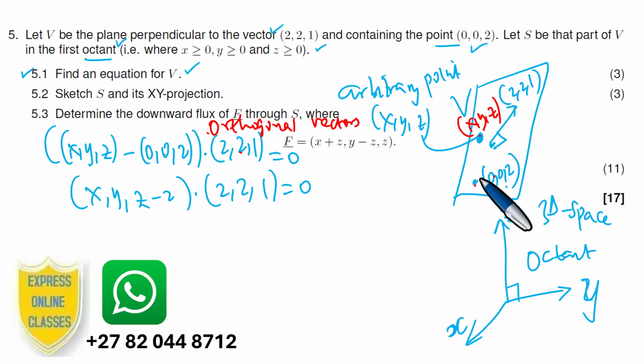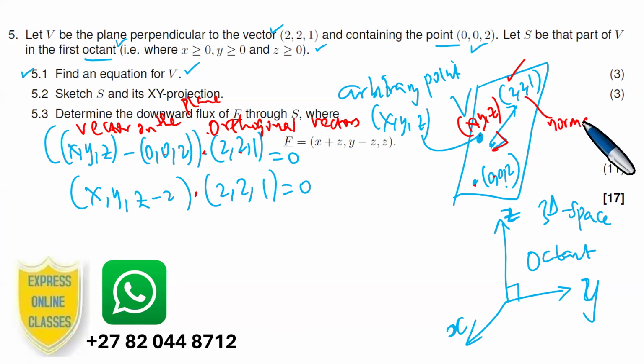Both of these points are on the plane, so if you subtract them, you get a vector on the plane. If you dot that vector with 2, 2, 1, the result is 0. Why is the dot product 0? Because the plane is perpendicular to the 2, 2, 1 vector. The vector 2, 2, 1 is a normal, which is a perpendicular vector.